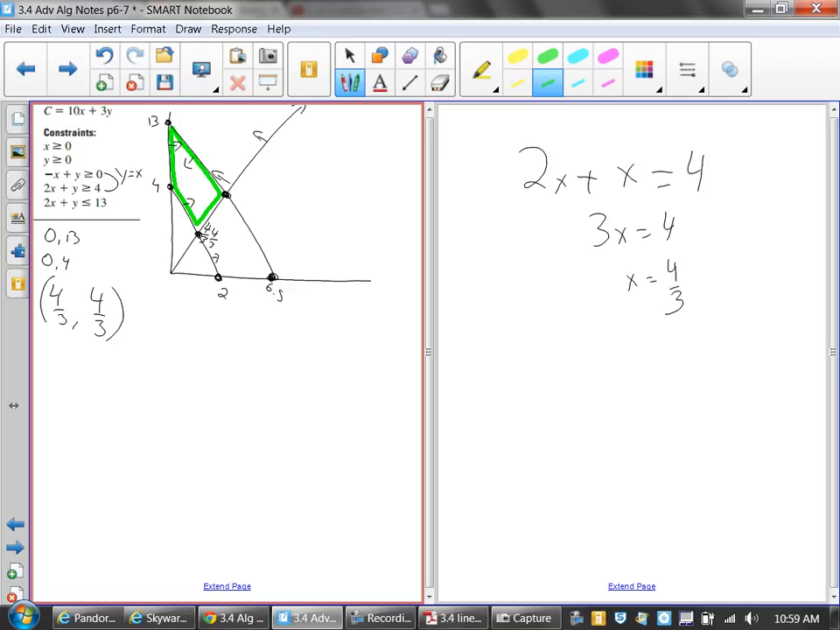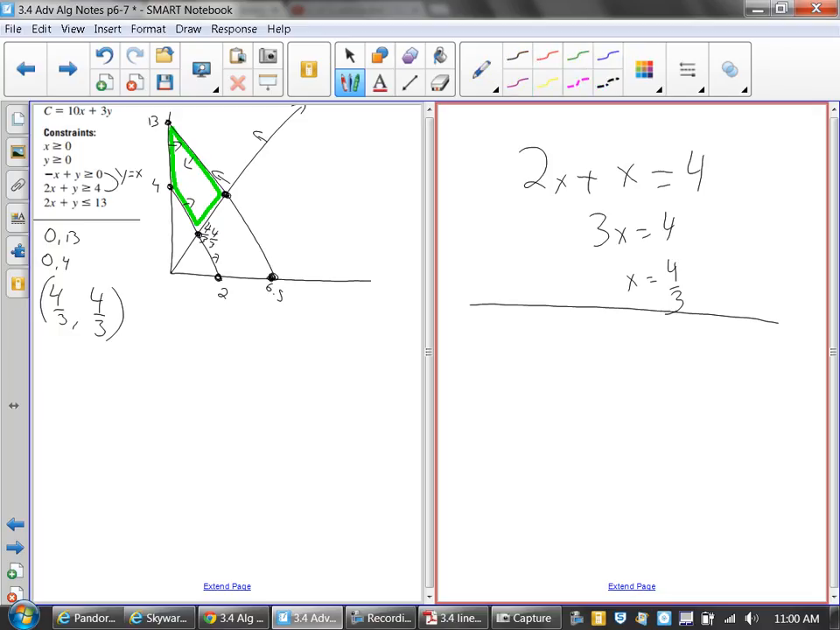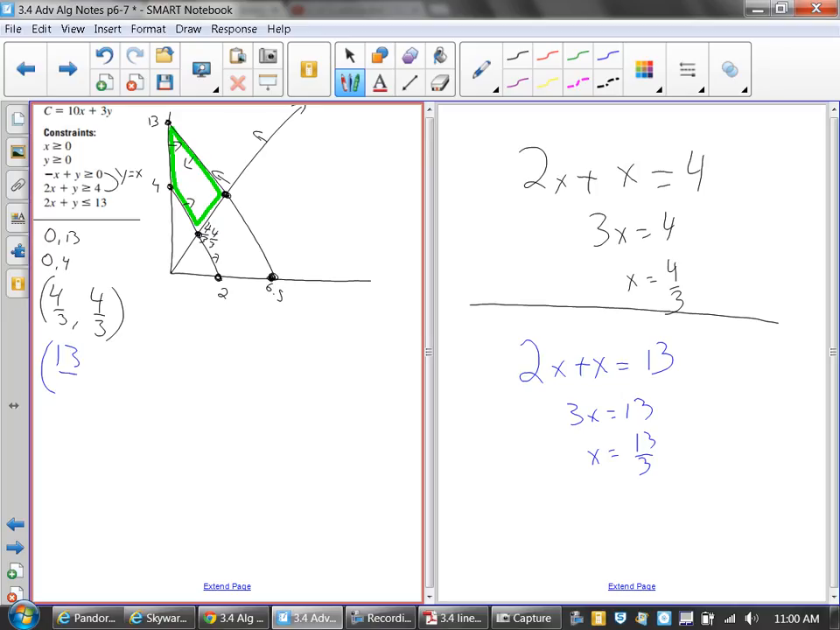And then I do the same thing with the other equation. y is still equal to x, now it'll be 2x plus x is 13. So 3x is 13, x is 13/3, which means y is 13/3. So my other ordered pair is at (13/3, 13/3).